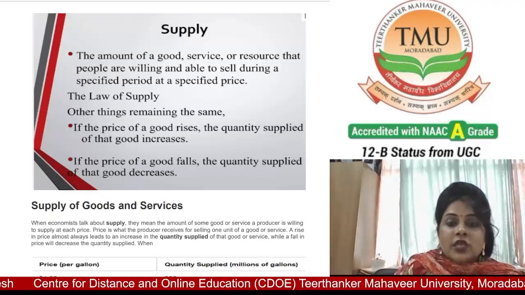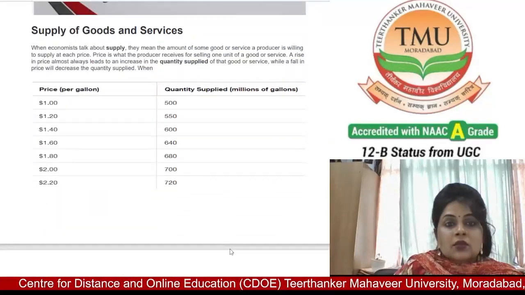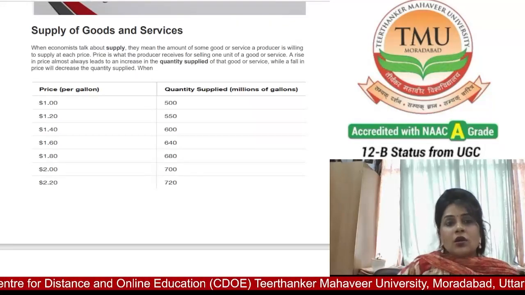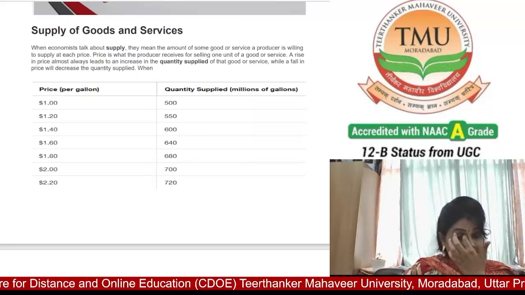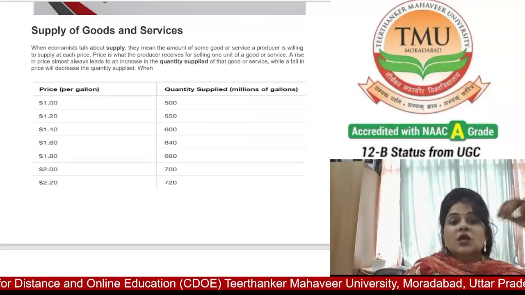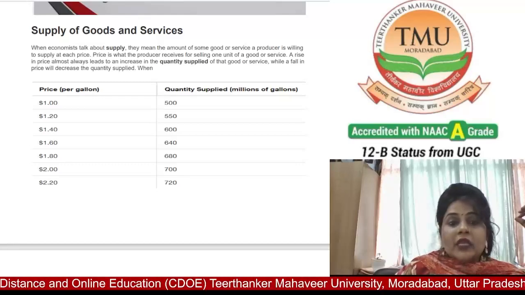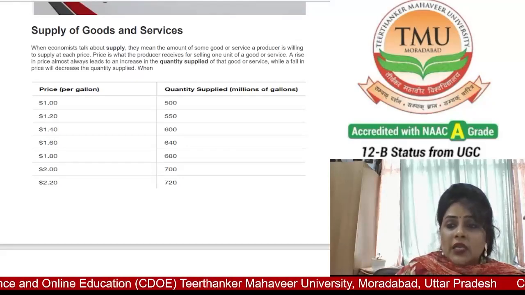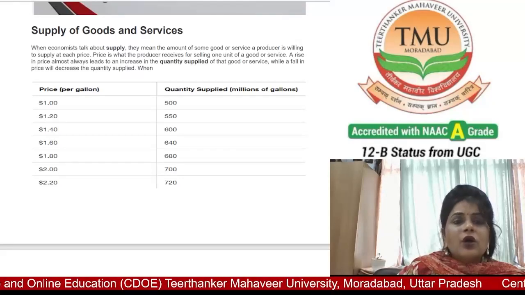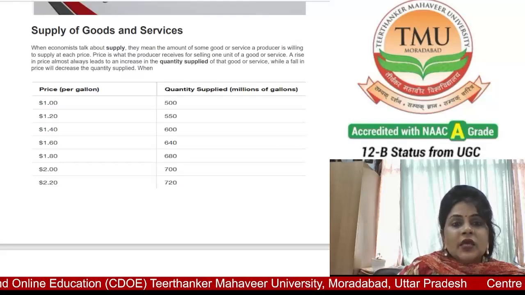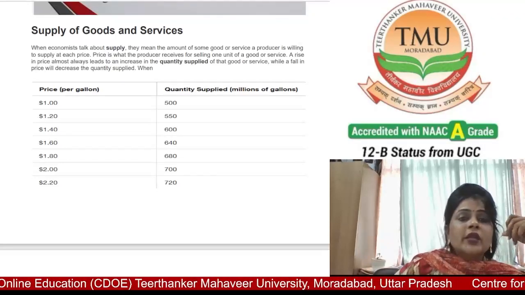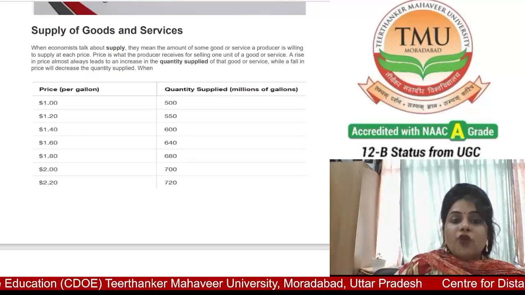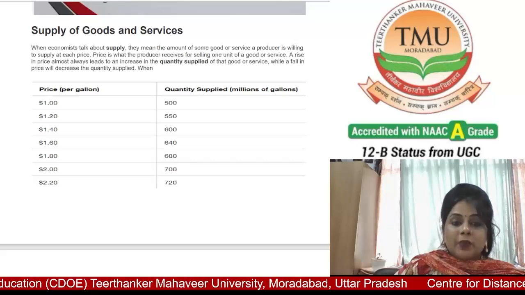Now, supply of goods and services. When economists talk about supply, they mean the amount of some good or service a producer is willing to supply at each price. Price is what the producer receives for selling one unit of a good or service. A rise in price almost always leads to an increase in the quantity supplied of that good or service, while a fall in price will decrease the quantity supplied.